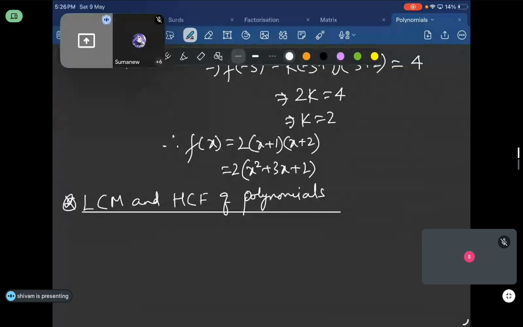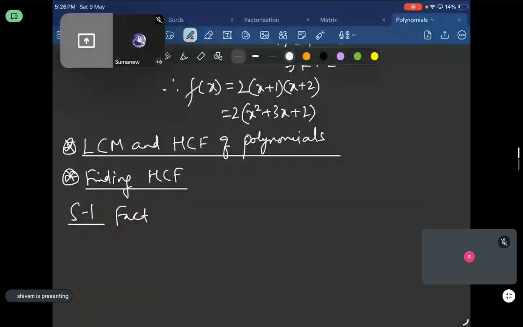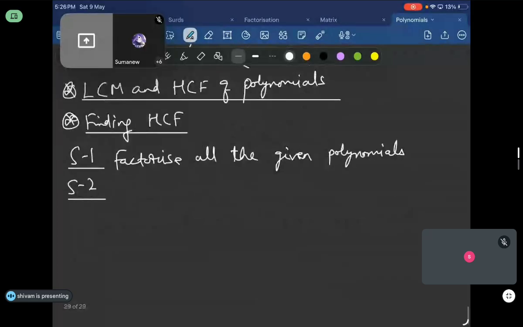Okay, step 1. Factorize all the given polynomials. Step 2. Find the HCF of numerical factors.